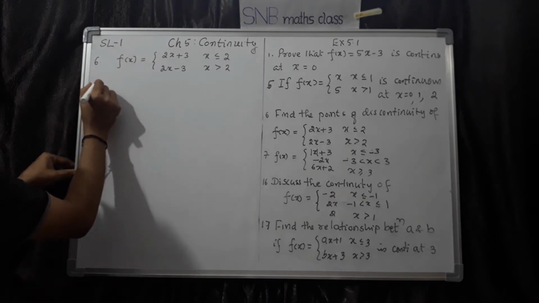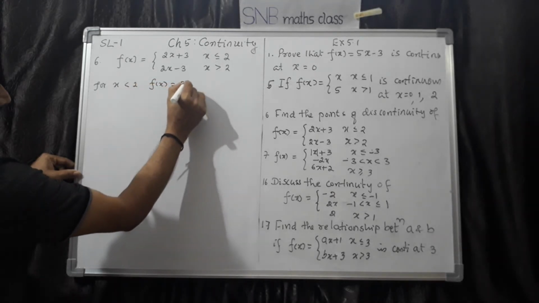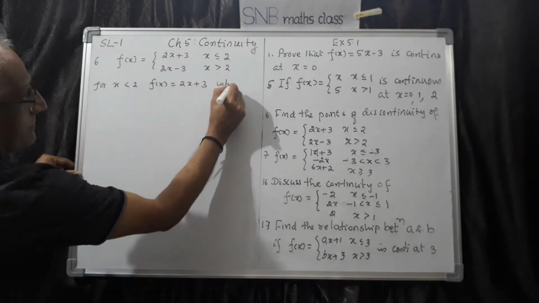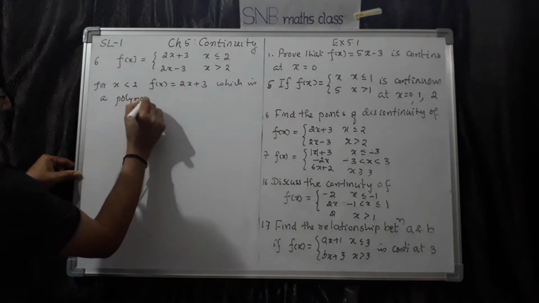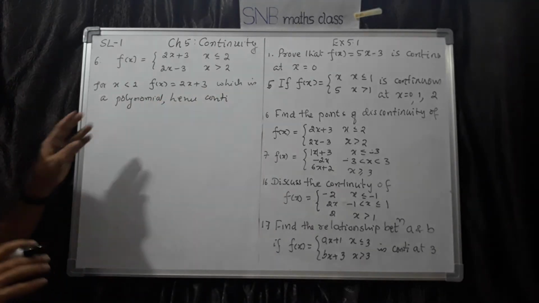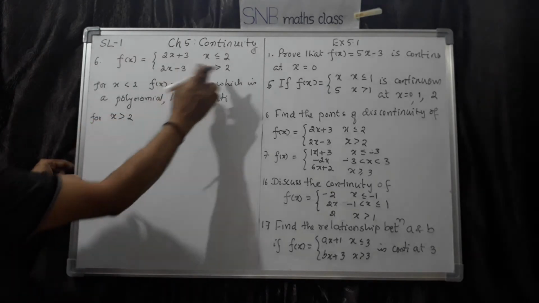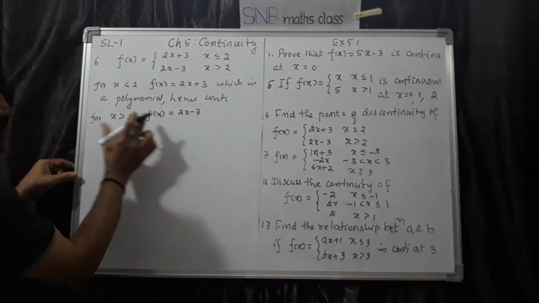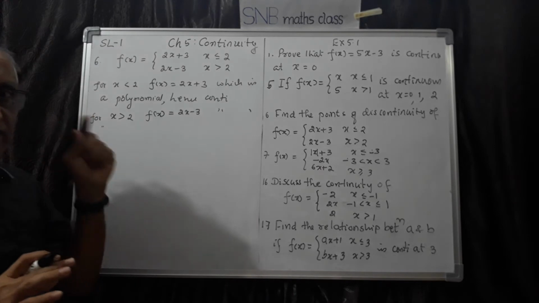Now we have to say like this. First, for x less than 2, f of x equal to 2x plus 3, this is a polynomial function, hence continuous. This is sufficient. Same thing you can also write for x more than 2, where f of x equal to 2x minus 3. Same thing you have to write. So I don't want to write here, so you write, finish this one. So that is very clear.